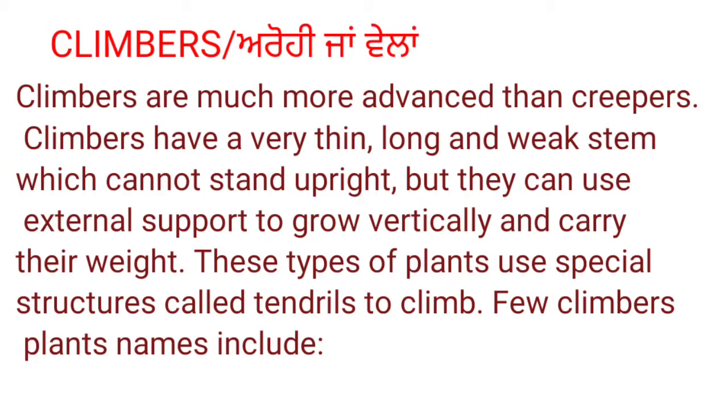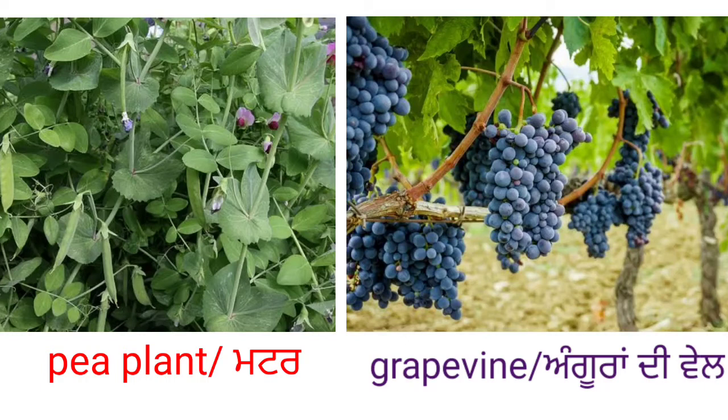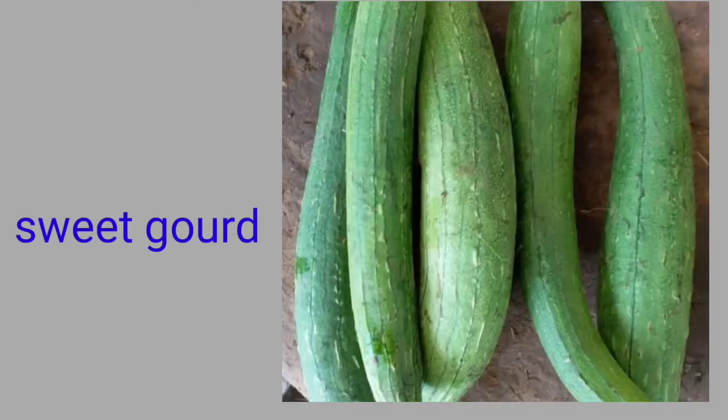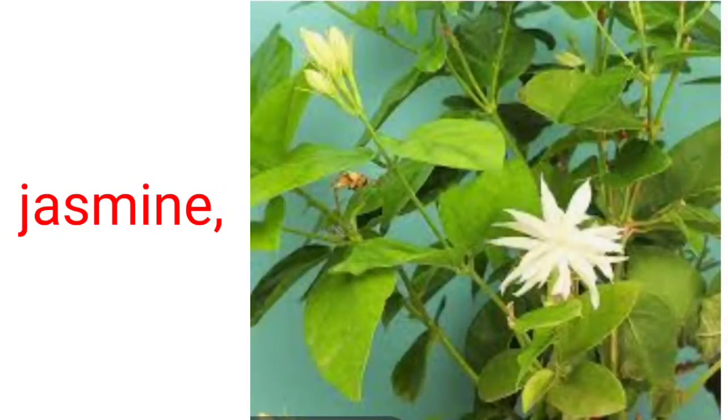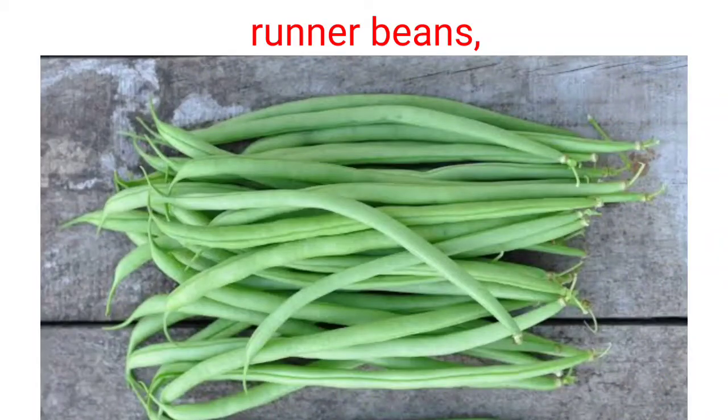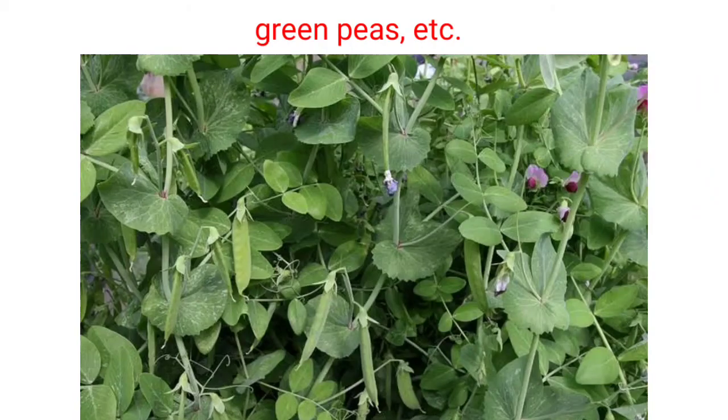A few examples of climbers are pea plant, grapevine, sweet gourd, money plant, jasmine, runner beans, green peas, etc.